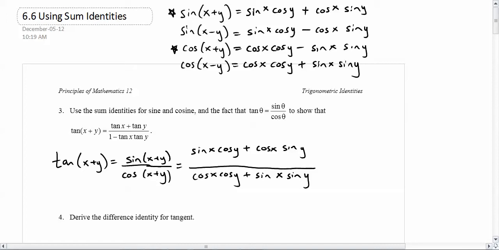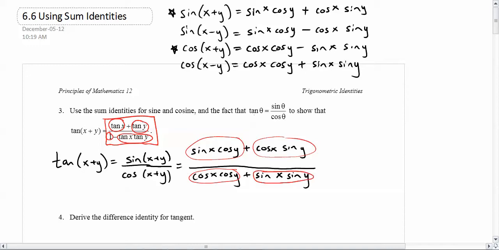Now thankfully the question gave us the answer, so we know that it's supposed to end up looking like this. Oh boy. The good news is this expression has 4 different terms, and our expression also has 4 different terms. And I can already see that I made a mistake here with the cosine identity. The cosine identity changes the sign in the middle.